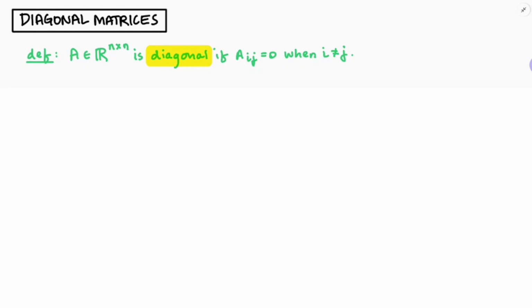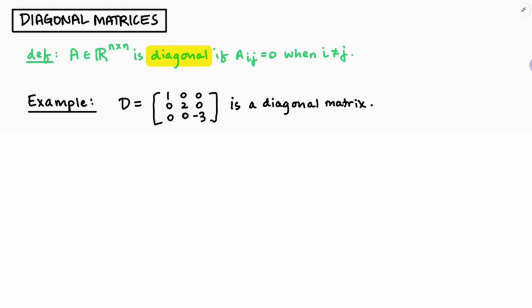So the definition would be it's diagonal if the ijth entry is 0 whenever i and j are not the same. Because if i and j are the same, we would be working down the main diagonal. First row, first column, second row, second column, and that's the main diagonal, where the ones are in the identity matrix. So this would mean that the identity matrix is an example of a diagonal matrix, but for a different example, you can see this one right here.